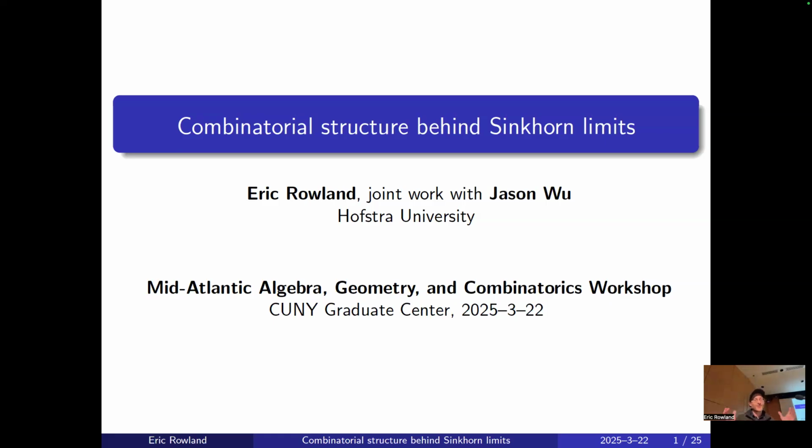And this talk is going to start off sounding like a linear algebra talk. Then it's going to turn into a number theory talk. And at the end, we will get to some combinatorics. We didn't go into this project expecting any combinatorics to show up, so it was pretty neat that we found some.